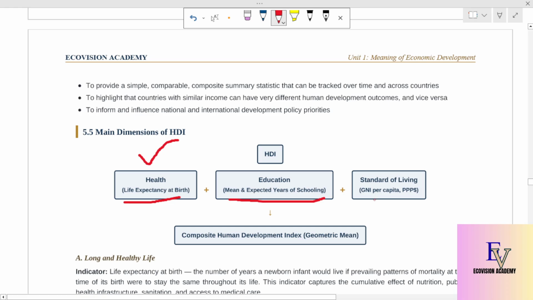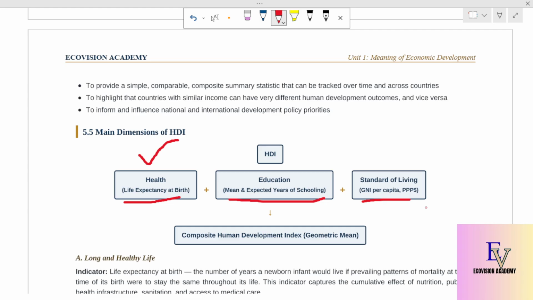And the final one is standard of living. Okay, standard of living basically means, suppose what is the income I am generating and getting. After that income I can get my standard of living. So what should be my standard of living? Standard of living may be, suppose, the GNI per capita. GNI per capita means GDP per capita. If you say GDP per capita, that is the per capita income of each and every person in the country. So these are the main three dimensions of HDI.